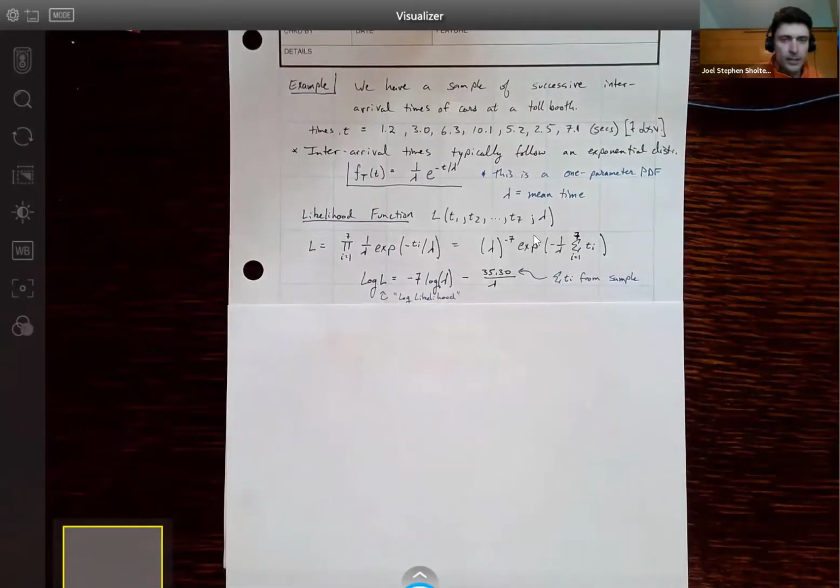Now, if we take the log of that, the log of L, when you take the log of something with an exponent, the exponent comes down. So negative 7 log of lambda. And then when we take the log, or ln, of e, that just gets rid of that e, right? And so now we just have what's inside of that. In which case it's negative, the sum of all the times, 35.3, divided by lambda. So this is our log likelihood function. And this is the sum of all of our inter-arrival times.